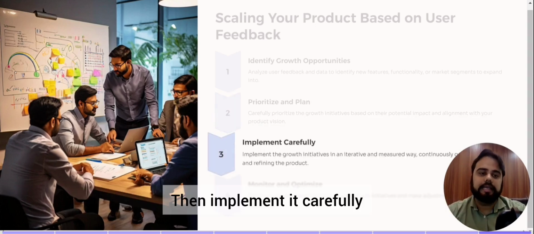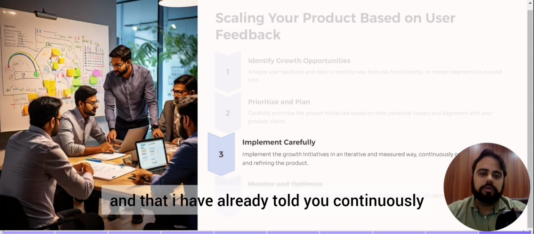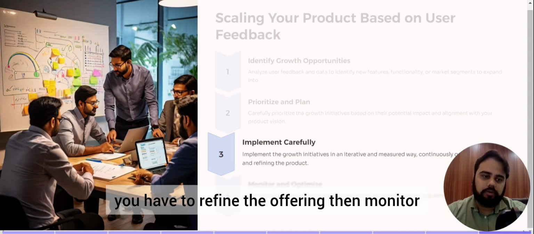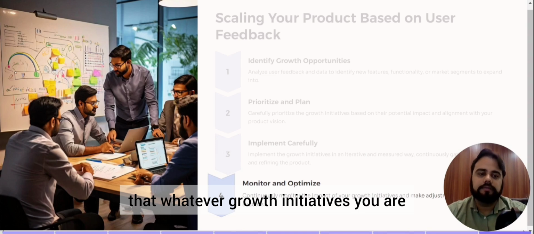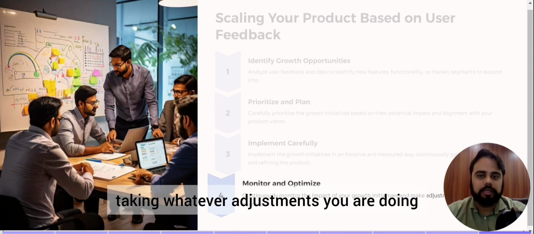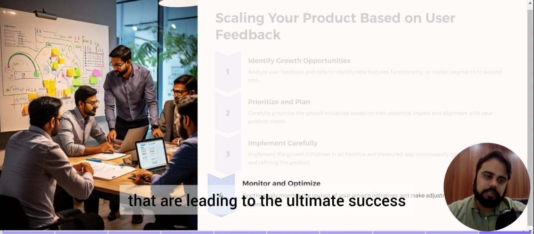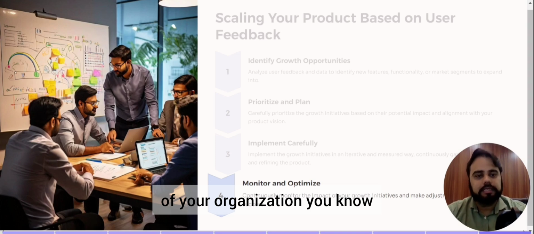Then implement it carefully. That I have already told you. Continuously you have to refine the offering. Then monitor and optimize. Always monitor and optimize whatever growth initiatives you are taking, whatever adjustments you are doing, that they are leading to the ultimate success of your organization. That is what you have to make sure.